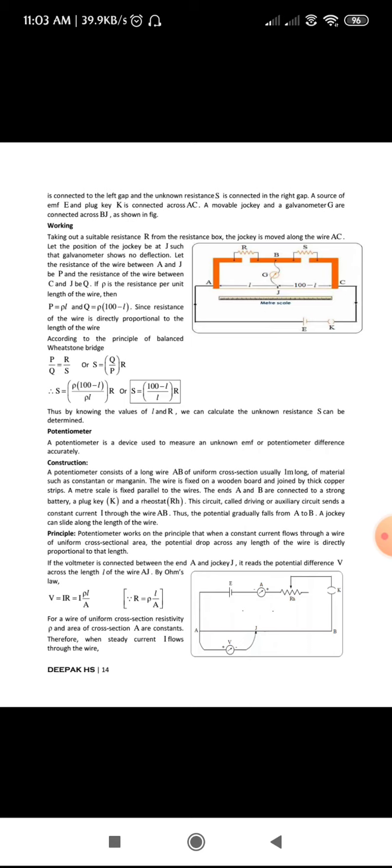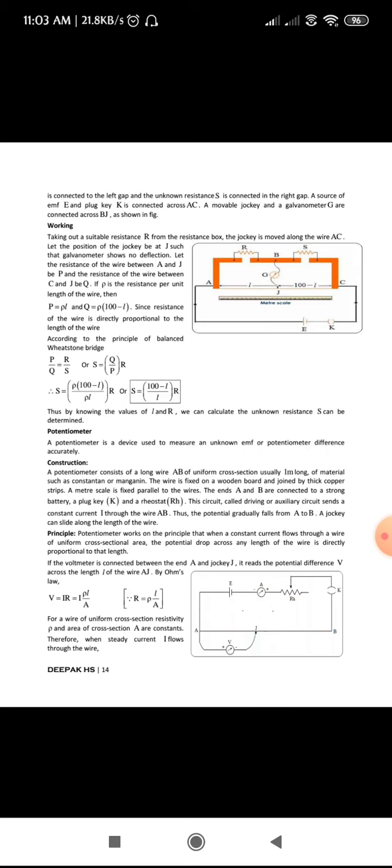When you slide the jockey on the wire, at some point the galvanometer reads zero deflection. When the galvanometer shows zero deflection, we say that the bridge is balanced. Let us say that at point J, the galvanometer reads zero deflection. Since the length of the scale is 1 meter, that is 100 centimeters, if I consider the length between A and J as L, obviously the length between J and C should be 100 minus L.